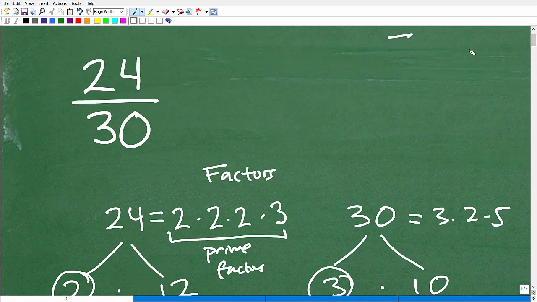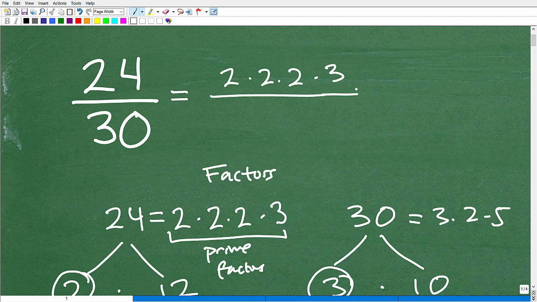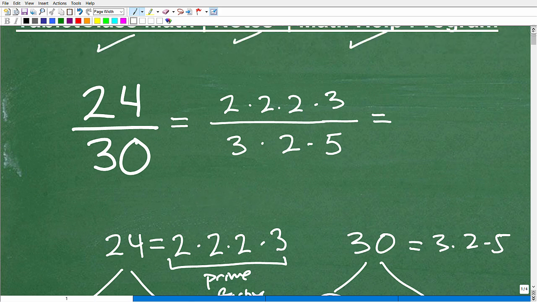And let's look at this problem, but now let's express these numbers, write them in terms of their factors. So 24 is the same thing as 2 times 2 times 2 times 3. And 30 was the same thing as 3 times 2 times 5. Okay, so how do we now simplify or reduce this fraction? Well, the name of the game is we want to cross-cancel like factors.